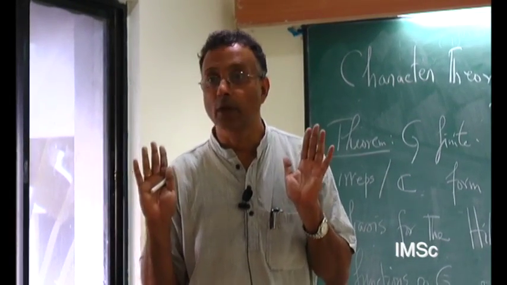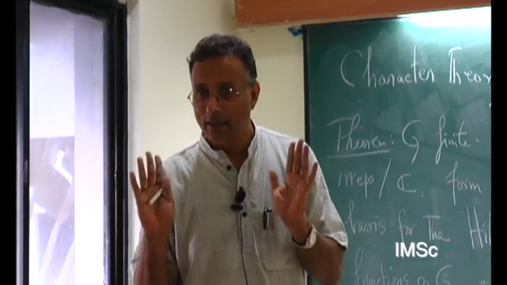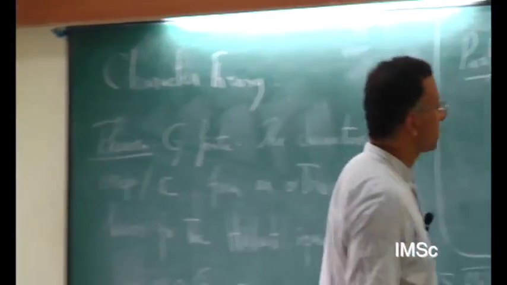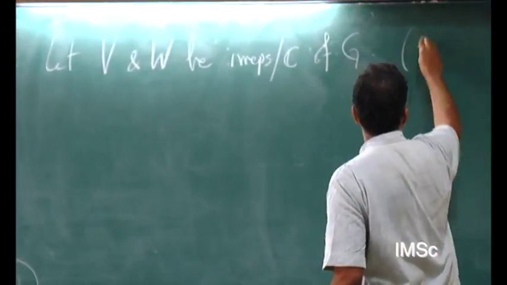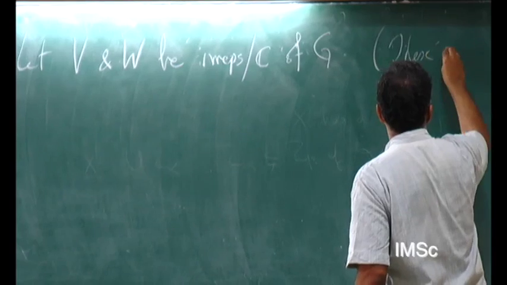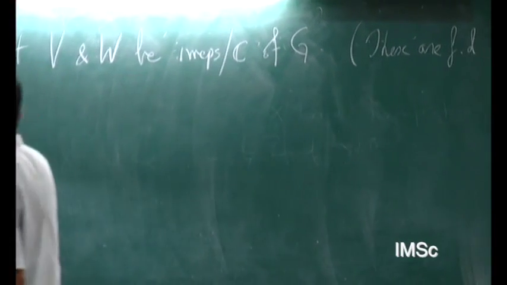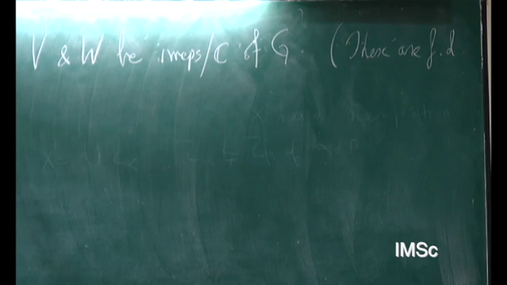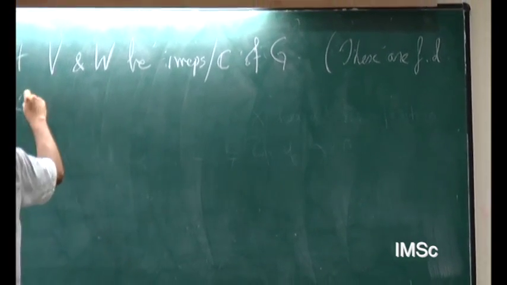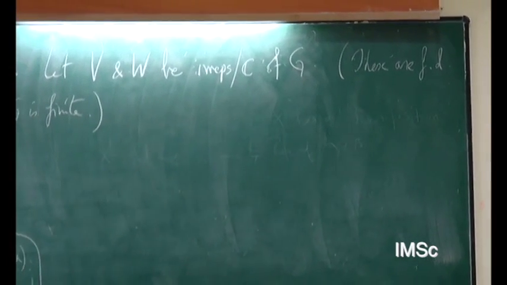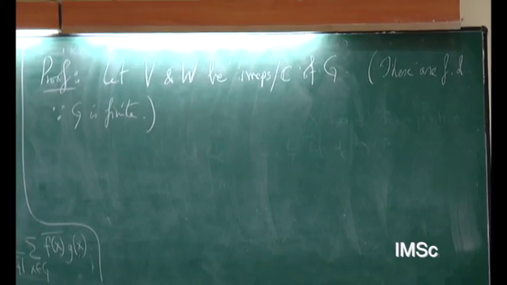So it makes sense for us to talk about the characters of these, right? Okay. So these are finite dimensional because G is finite. That's an easy argument. Okay?